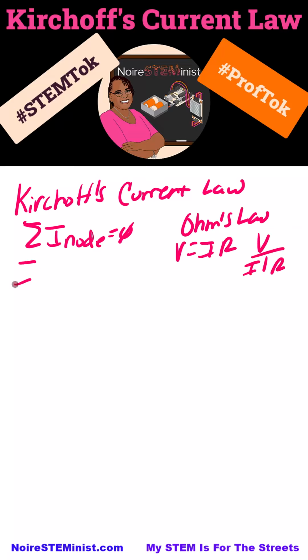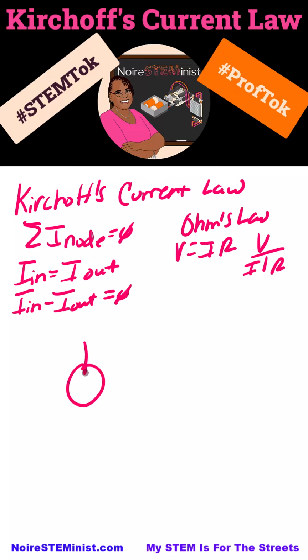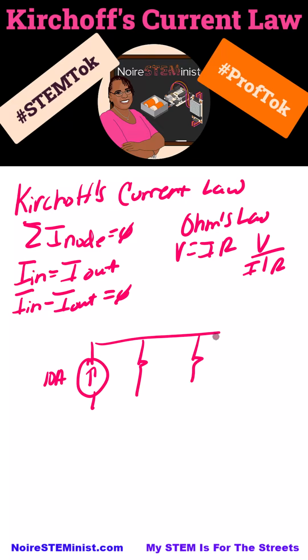Another way of stating that current law is the current in equals the current out, or the current in minus the current out equals 0. So if I give you a circuit here, this time we're going to have a 10 volt voltage source, a 10 amp current source, and 3 resistors: 10 ohms, 3 ohms, and 2 ohms.